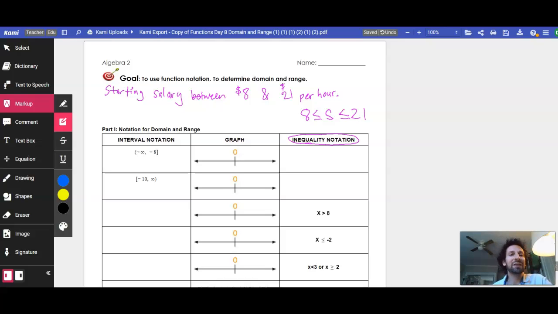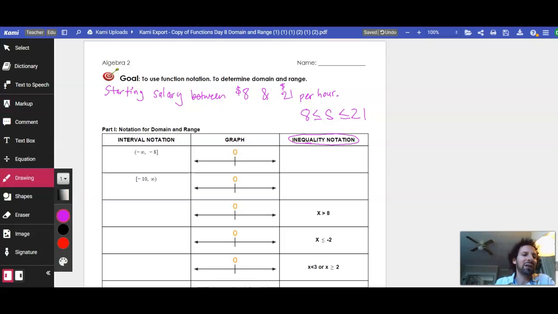Now we can express the same idea using a graph. If we wanted to graph your possible starting salary, we would put 0 in, count over 8 units, I'm just estimating here, count over to 21. And if we wanted to graph the solution, since your salary can be anywhere between 8 and 21, we are going to shade this area between 8 and 21.